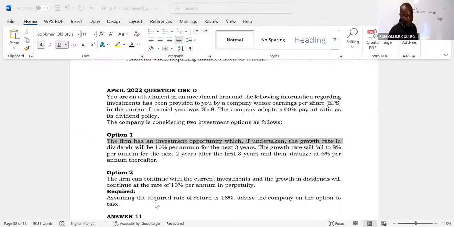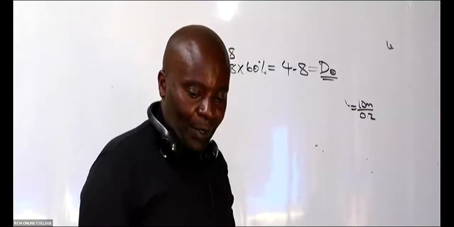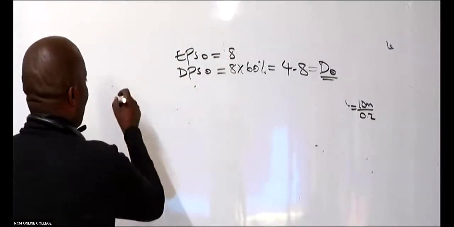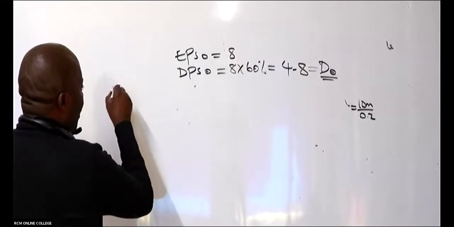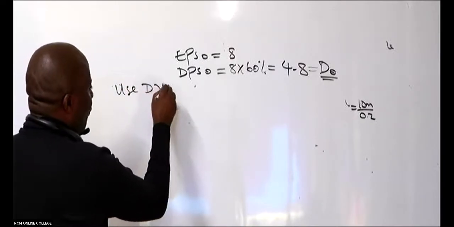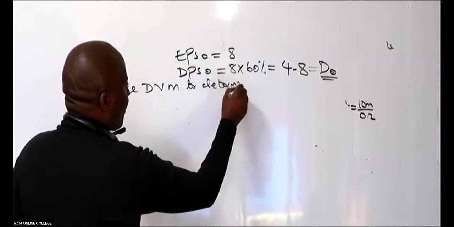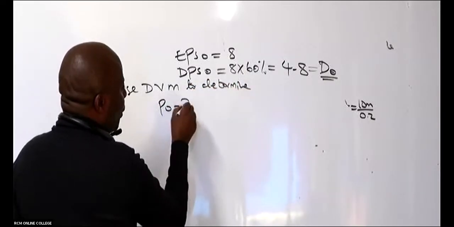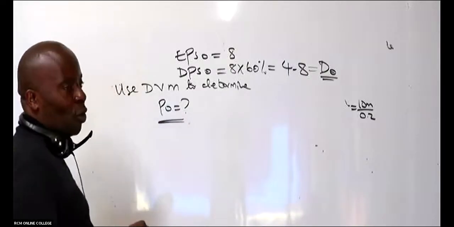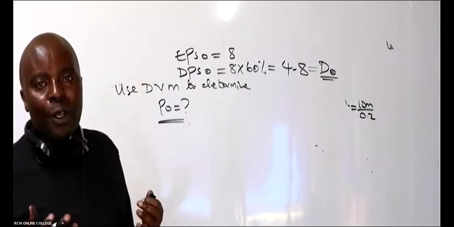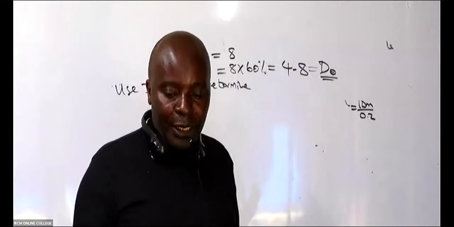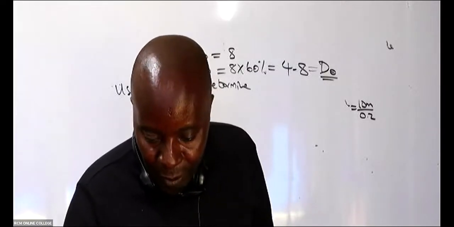So, ladies and gentlemen, basically, they want me to use the dividend valuation model to determine P0 between the two options. And then, of course, you will be able to go for that particular option.